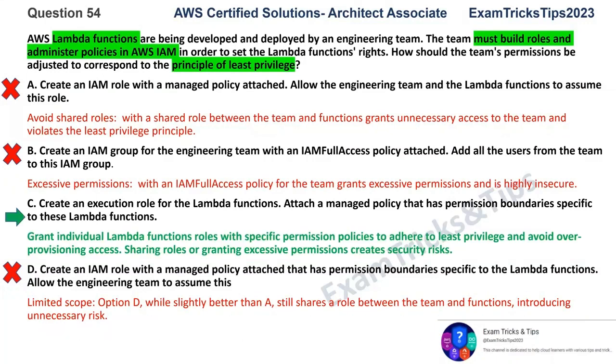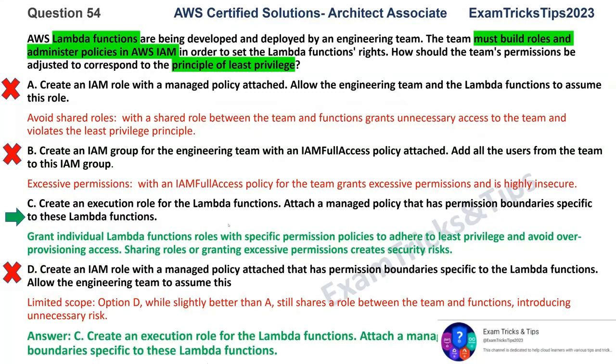We got our answer. Even if you don't know much about IAM, if you follow what the principle of least privilege means, that you should give access that is necessary as per the requirement and nothing more, then you will be able to answer this question very easily. So that's our answer for this particular question. Option C: create a role specifically for the Lambda function and attach permissions boundaries specific to that only. Do not give any other access. Let's move on to the next question.